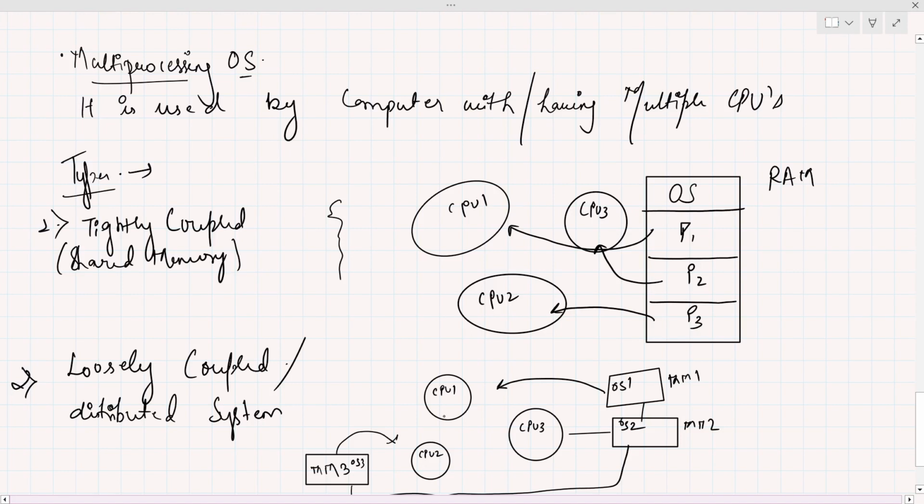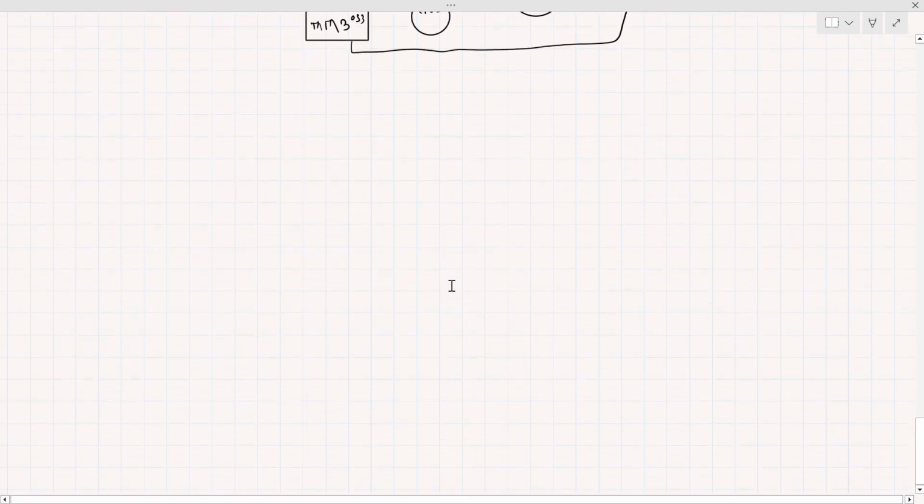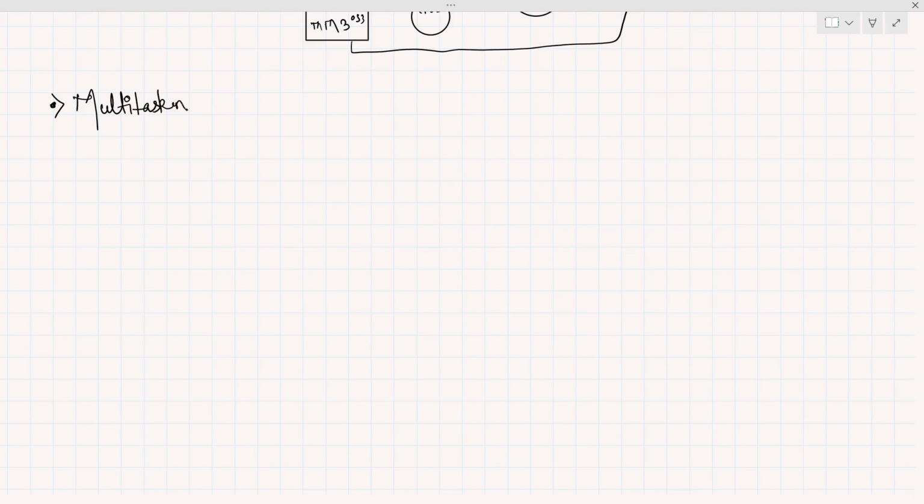Now we are moving towards the next operating system, which is called the multitasking operating system. What is a multitasking operating system? Multitasking simply means doing many processes.